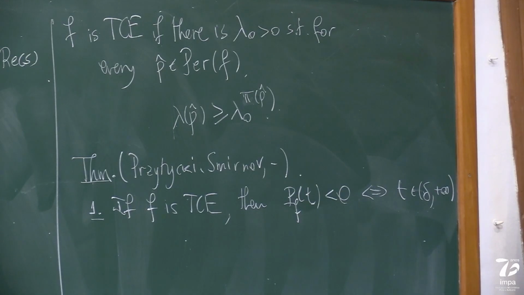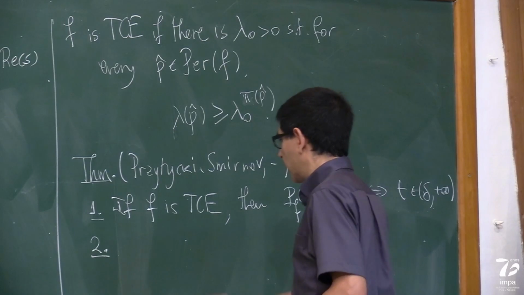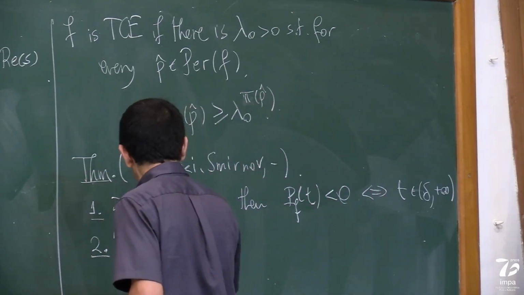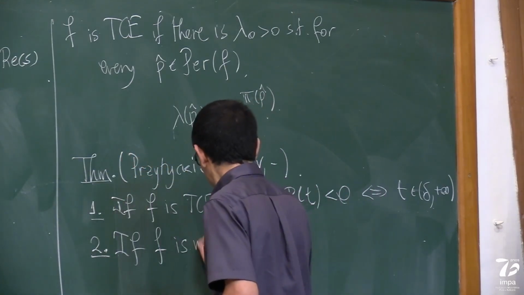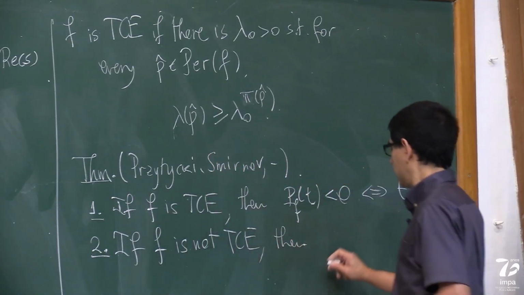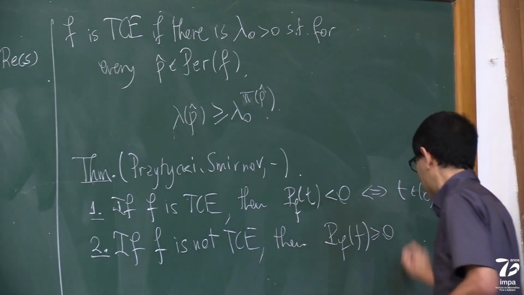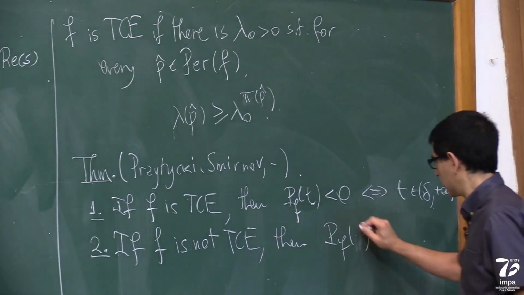So it behaves like the hyperbolic setting where we would have convergence on the right half plane, starting with the real part bigger than delta. And the second one is that if f is not TCE, then in fact this is non-negative everywhere. So this is for every t.